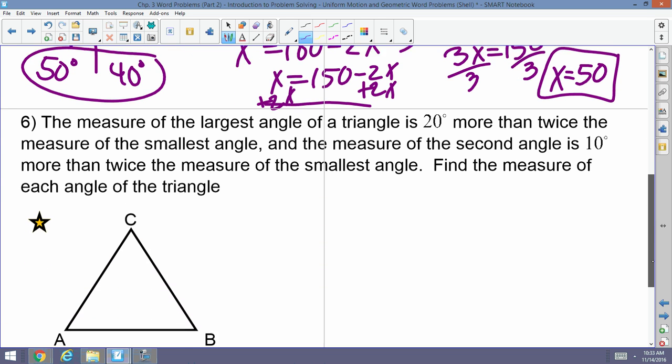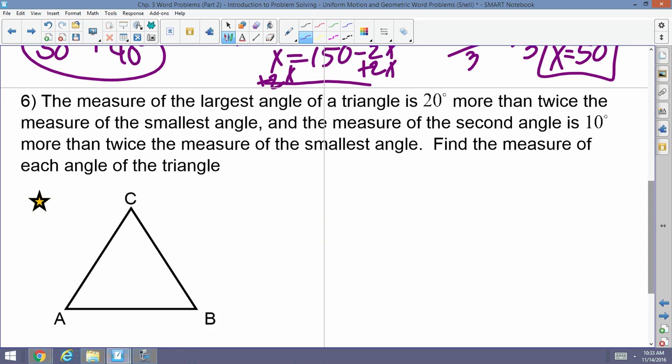We'll continue. The measure of the largest angle of a triangle is 20 degrees more than twice the measure of the smallest angle. The measure of the second angle is 10 degrees more than twice the measure of the smallest angle. Find the measure of each angle of the triangle. Ooh, a lot of stuff going on here, right? Intimidating, right? Okay, we're here to eliminate that intimidation.